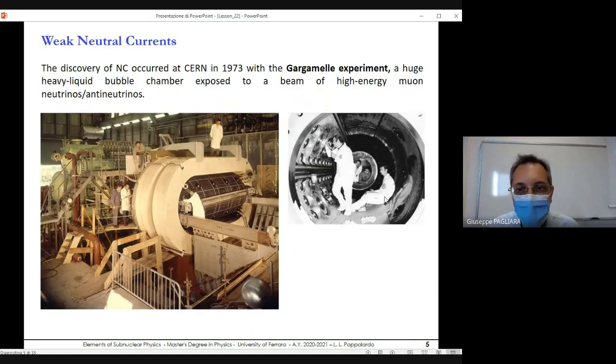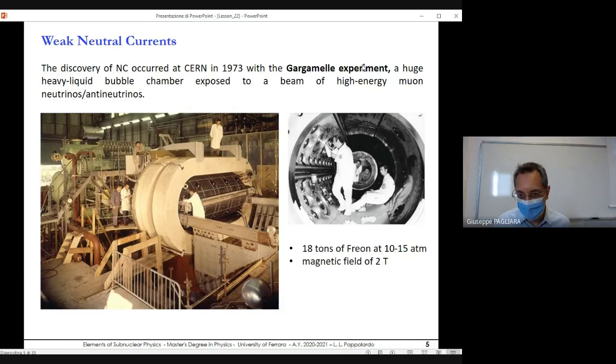Now, the neutral currents were predicted in theory to solve this unitarity problem of the cross-section, but then of course they had to be discovered experimentally, otherwise it makes no sense. The discovery of the neutral currents, not of the Z0 boson, occurred at CERN in 1973 with the Gargamelle experiment. The Gargamelle detector was a huge heavy-liquid bubble chamber, exposed to a beam of high energy muon neutrinos or muon antineutrinos, produced as a secondary beam at CERN.